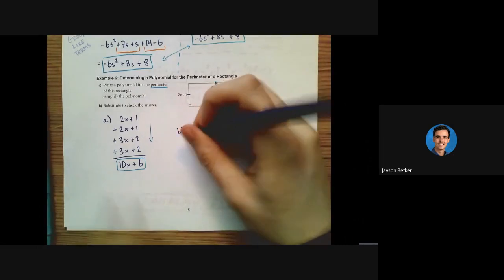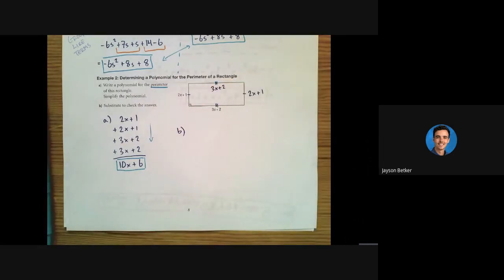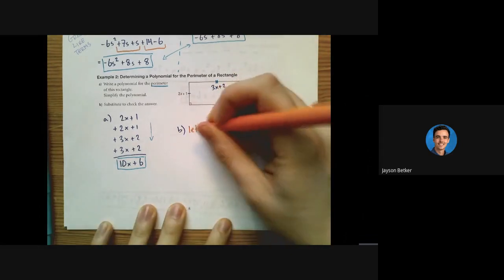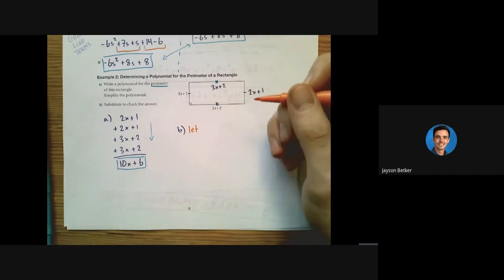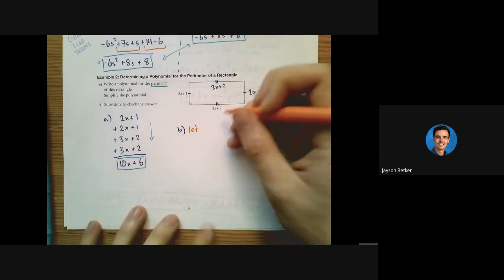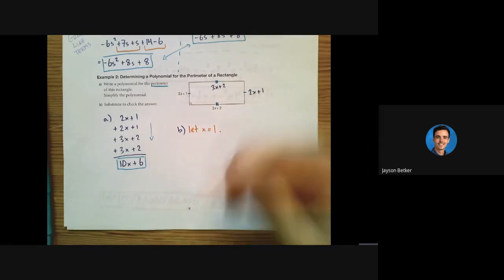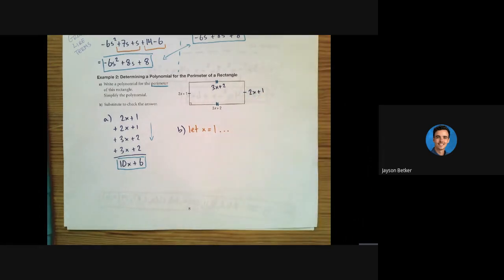Now, B is a little bit more tedious second step we need to do here. We need to substitute to check the answer. So what I'm going to do to substitute is say, okay, this x is technically representing some number, right? It can be any number. Let's say let x equal 1. That's going to be our easiest way to do it. If I let x equal 1, now I can actually plug in 1 and see if it gives me the right answer.